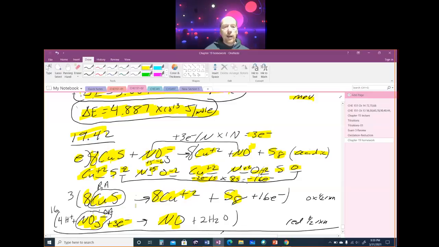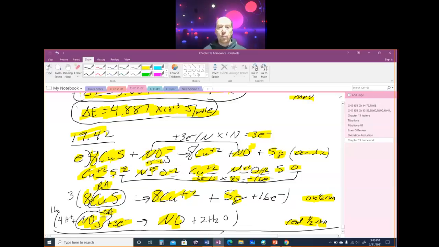All right, so now that we have it broken into our oxidation half reaction and our reduction half reaction, we now know that the CuS is our reducing agent. It is the reactant of your oxidation half reaction. And the NO3 minus is your oxidizing agent. It is the reactant of your reduction half reaction. All right, so now we're going to balance the charge using H plus because it says here that we are in acid.